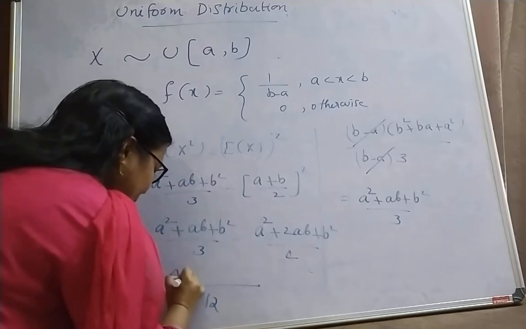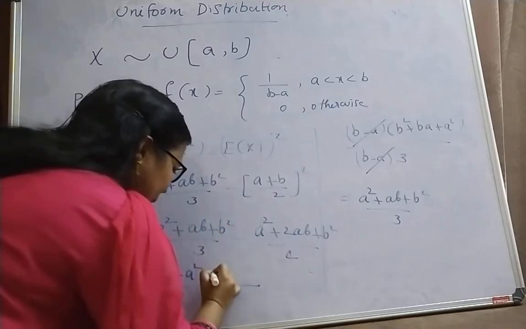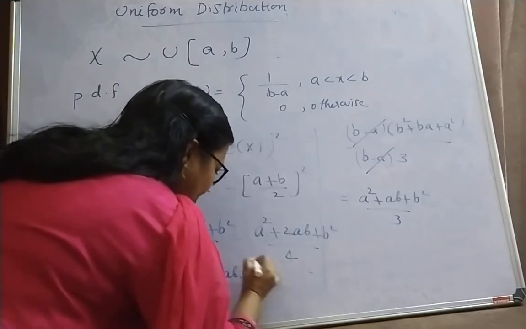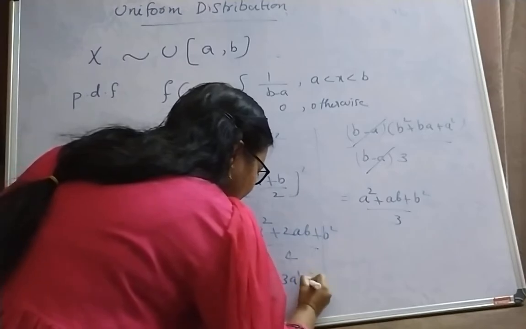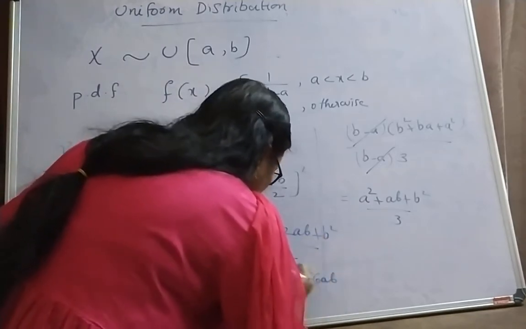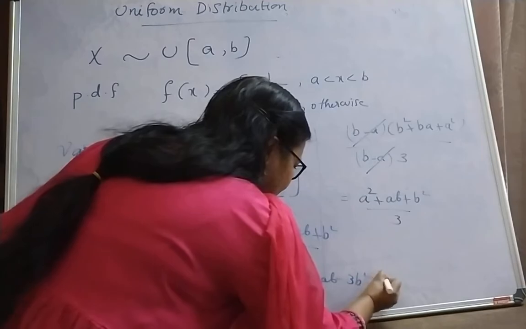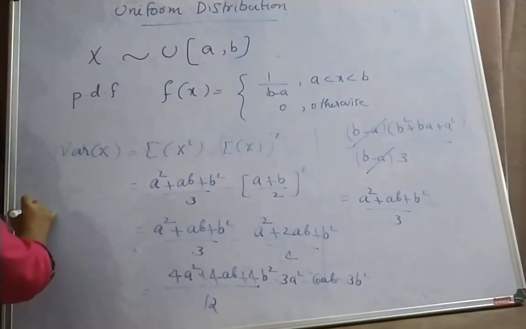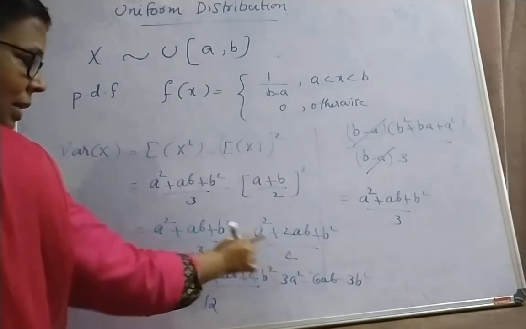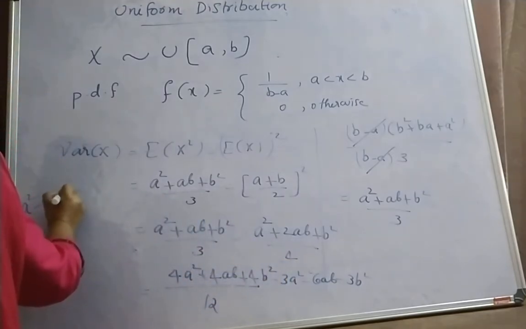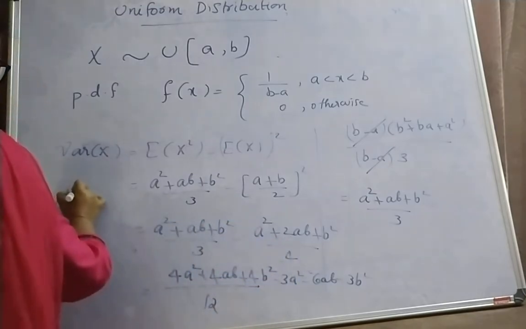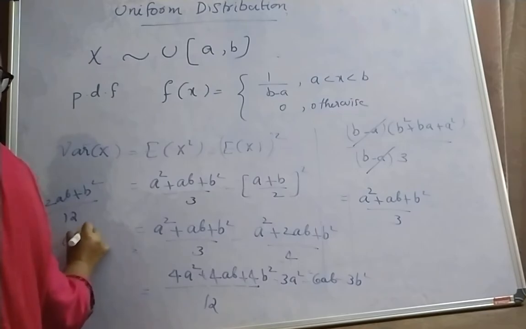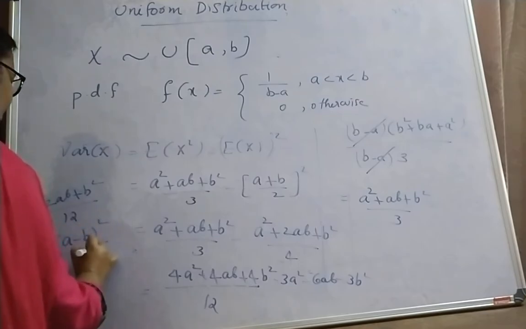Then 4a square plus 4ab plus 4b square minus 3a square minus 6ab minus 3b square. Then 4a square minus 3a square is a square. 4ab minus 6ab is minus 2ab. 4b square minus 3b square is plus b square, by 12. That is a minus b the whole square by 12.